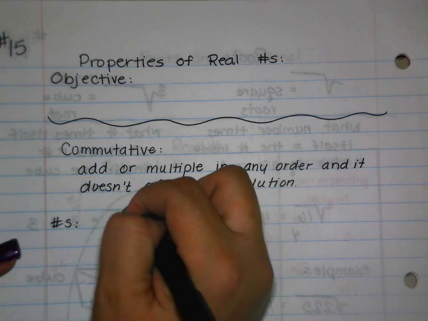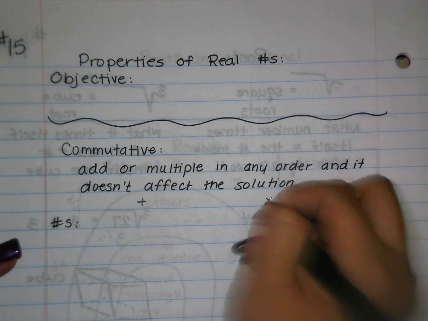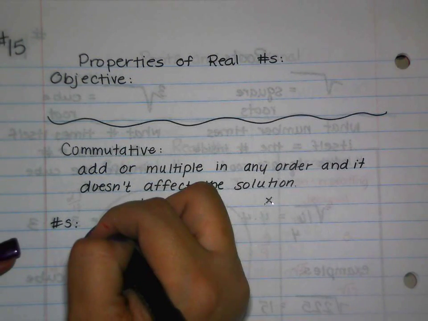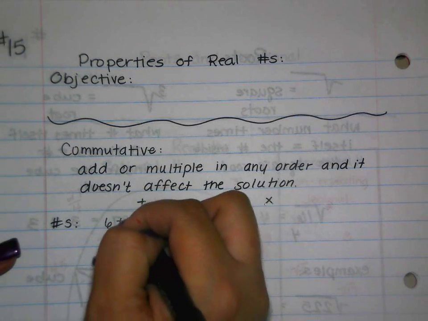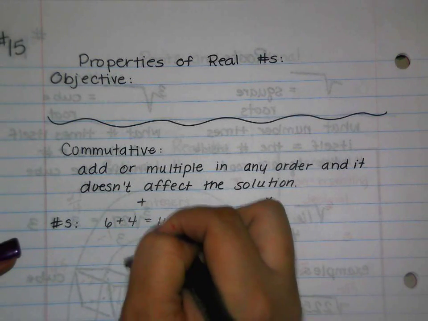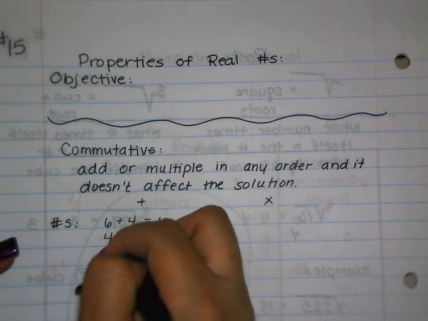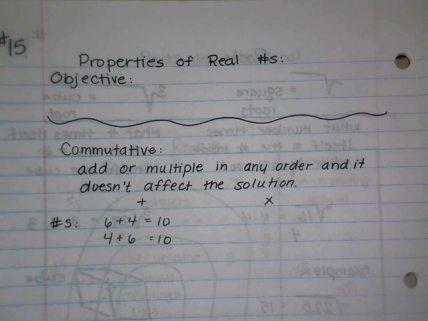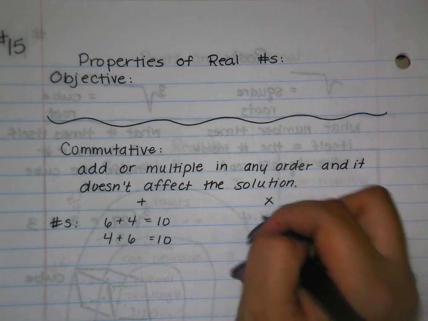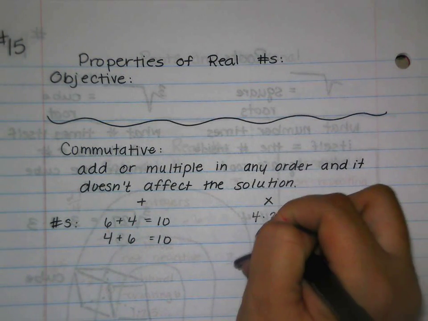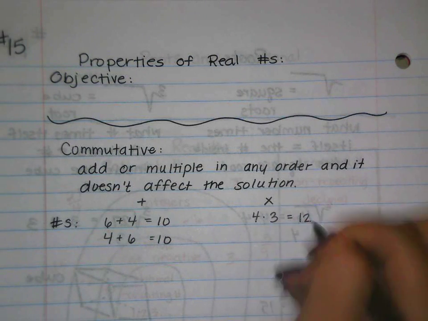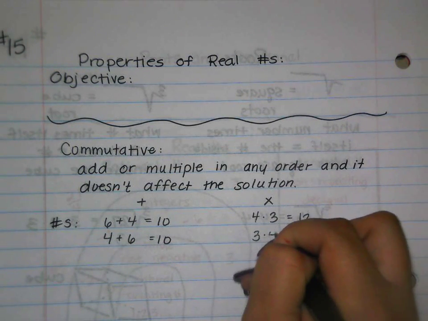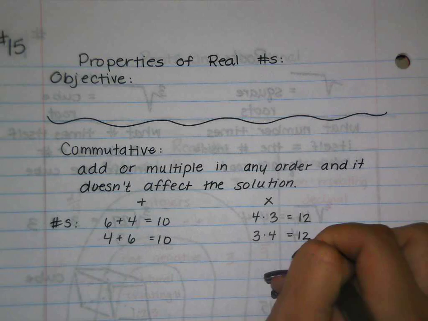So if we're looking at, we have both addition and multiplication, right? If I said I have 6 plus 4, well, that's going to be equal to 10. But I could also say that 4 plus 6 is equal to 10. So no matter what way I multiply or I add things together, it's going to equal the same answer. Same thing with multiplication. 4 times 3 is 12. But if I flip them around and I say 3 times 4, it's also going to be equal to 12.